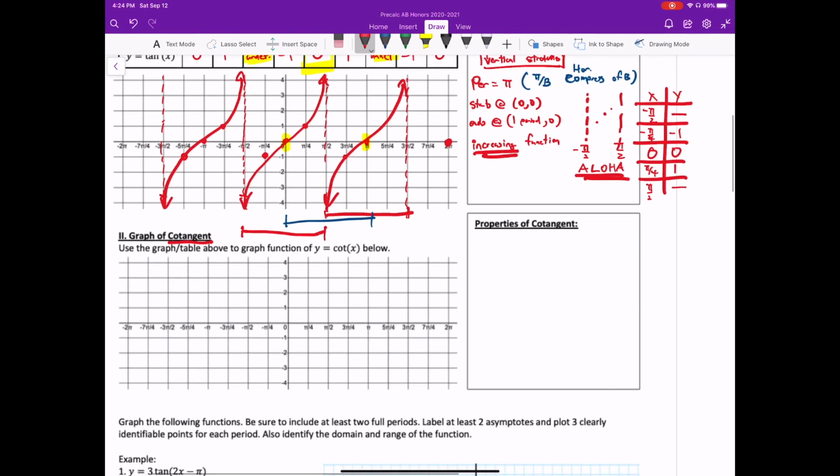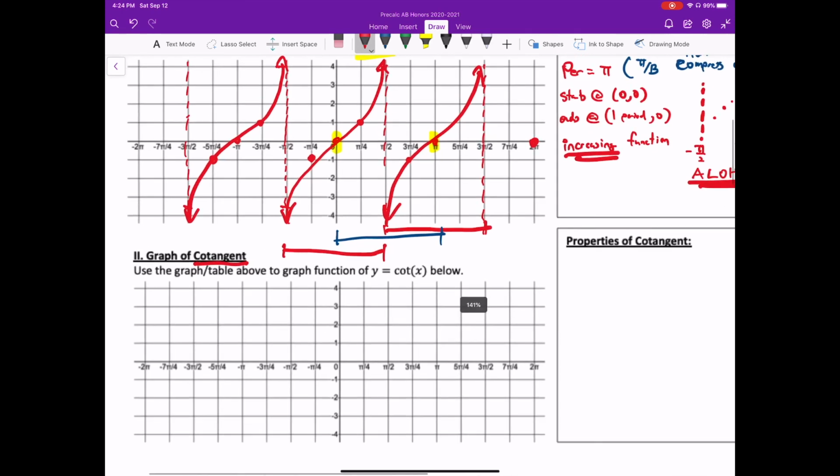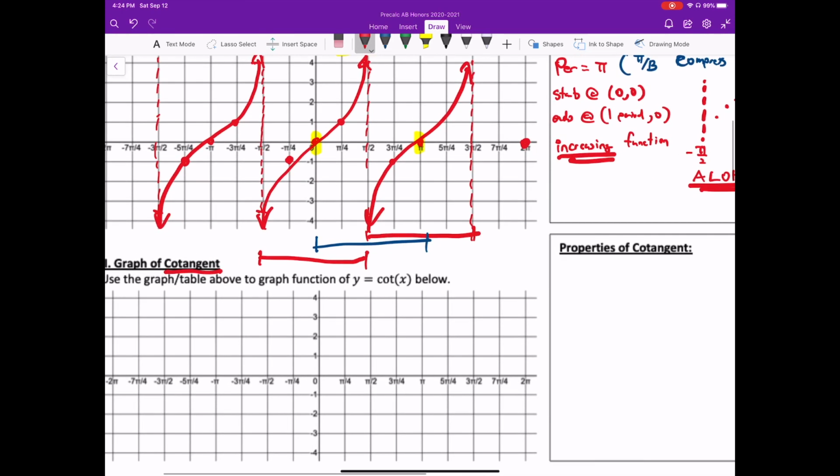Now let's take a look at the function of cotangent. Well, if you use the same idea as the previous reciprocal functions, notice here at 0, 0, if you flip a 0, that becomes an asymptote. So here, there should be an asymptote.